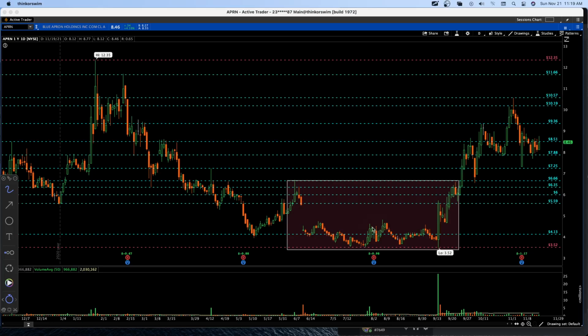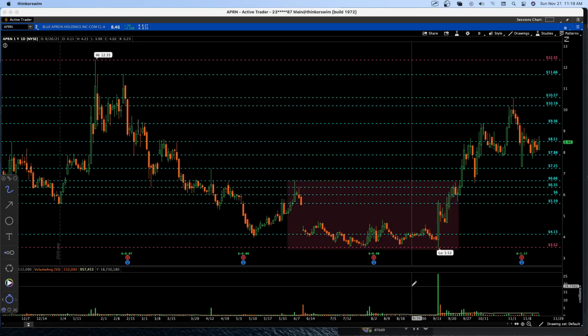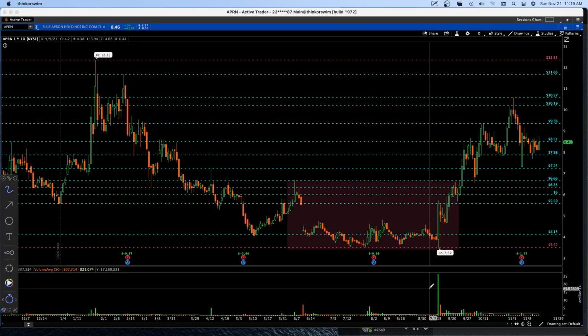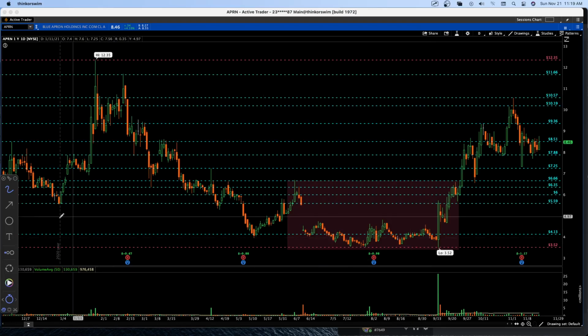But what happened was, when this came down and made a new 52-week low down here at this 352, it had a really huge daily candle back up. And if you look at the corresponding volume, let's look at what the volume was doing on the previous day. We're looking at 800,000 shares. I'm going to have to move this so you guys can see the volume.